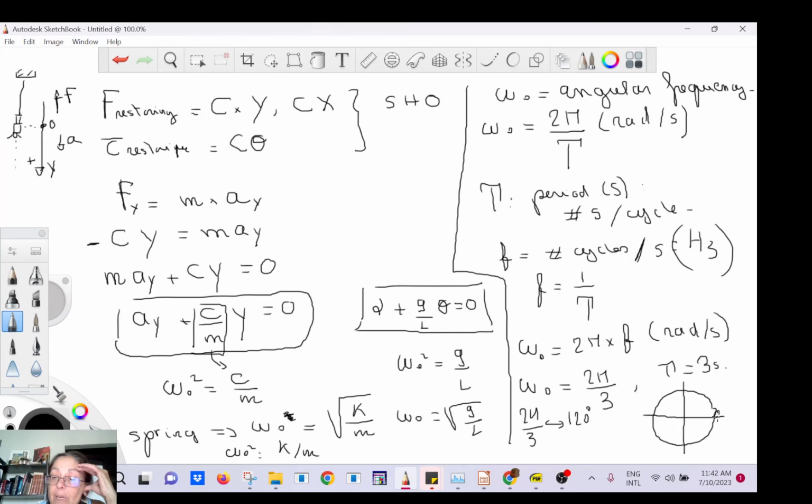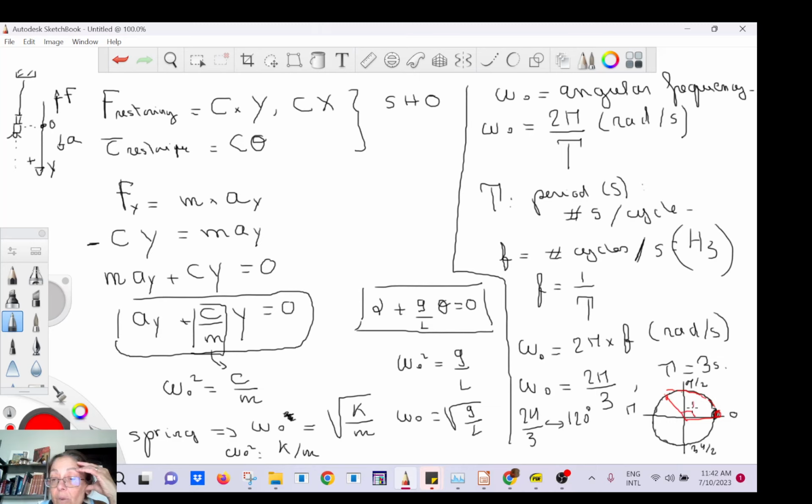So let's say something is moving along that circle at a constant speed, and after 3 seconds it's coming back to the same position. So this is 0, this is pi over 2, this is pi, and this is 3 pi over 2. So what does it mean? It means that in 1 second, it's going to be here, right?